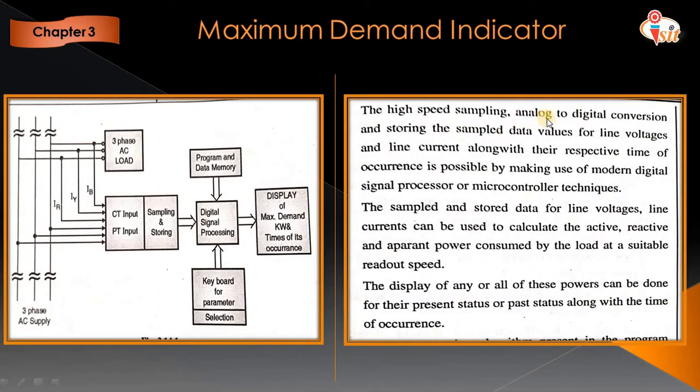The high speed sampling, analog to digital conversion, and storing the sample data values for line voltage and line current along with their respective time of occurrence. Here, line voltage and line current are stored in a sampling and storing device. The sampled and stored line voltage and line current can be used to calculate the active, reactive and apparent power. This stored data is used to calculate active and reactive power.